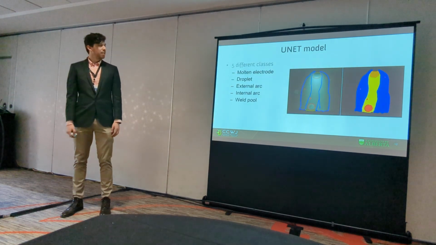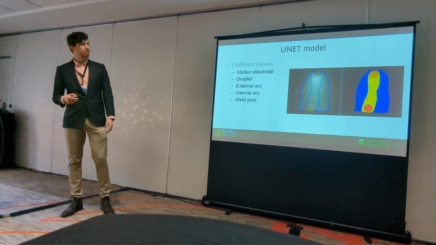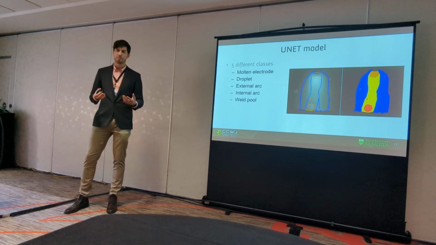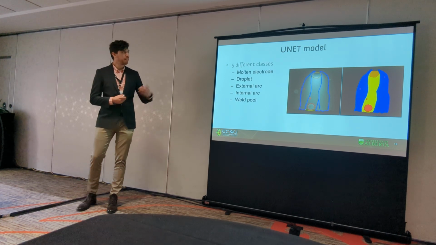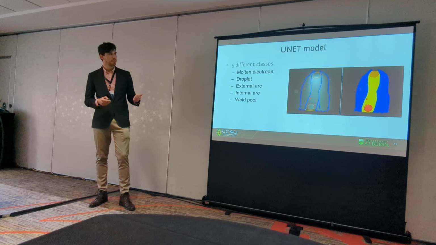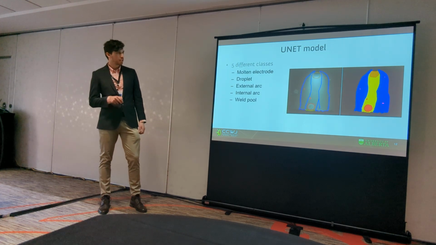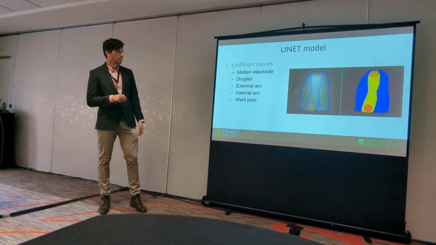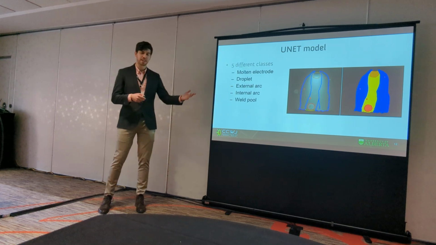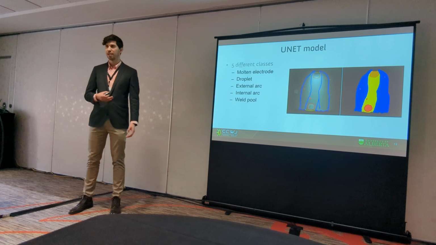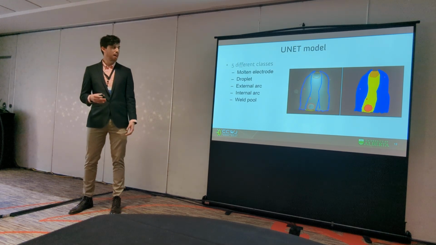Okay. So what we did with these videos is we have this U-Net model, a model trained with artificial intelligence, and we define 5 different classes. First, the molten electrode, in orange, the droplet in red, the external arc in blue, the internal arc, that is the metal vapors, in yellow, and the whirlpool. In this case, I don't have a whirlpool, that's why I don't need to tell this intelligence to learn that.